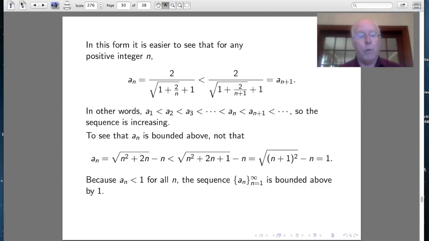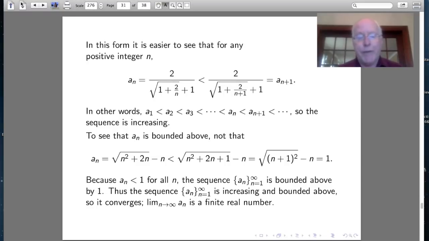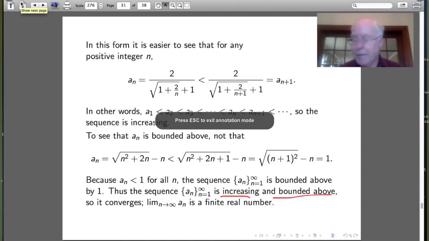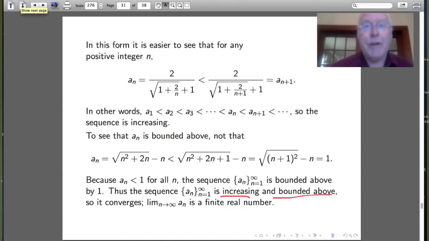So combining our work, we see the sequence a sub n, n from 1 to infinity, is both increasing and bounded above. Two very important concepts. And by that result we saw a little earlier, that means the sequence a sub n converges to a finite real number. It's a nice exercise, kind of reviewing some notions about limits. You might now try to find out what that limit is.